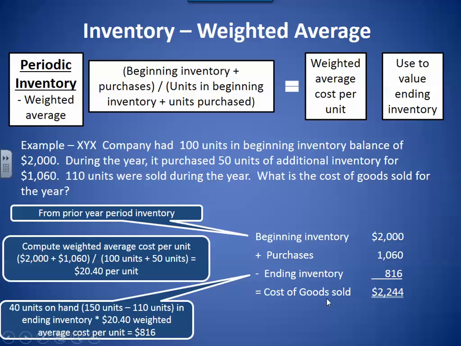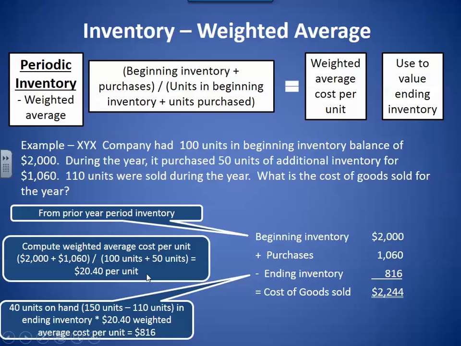Now let's see how these inventory items were valued. First thing is beginning inventory. We said $2,000. Okay, now that's the inventory value from the previous ending inventory in the previous accounting period. So we don't really have to compute that because that was computed in the previous accounting period. And we're told here the company had 100 units in beginning inventory plus a balance of $2,000. So the beginning inventory balance is fairly simple and straightforward.